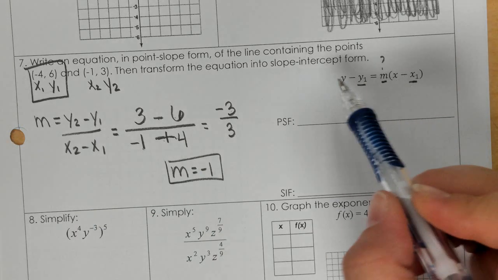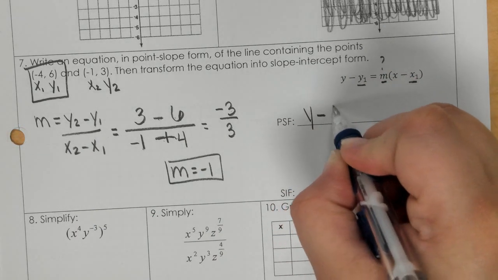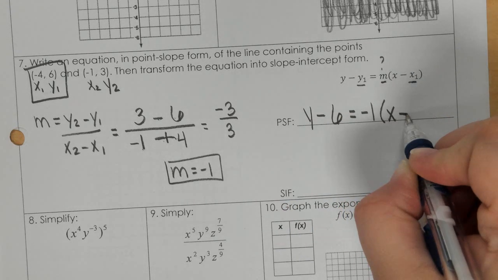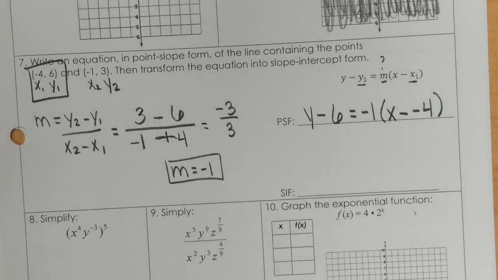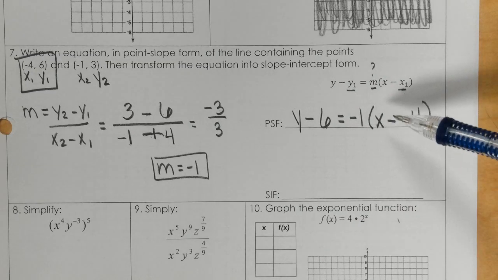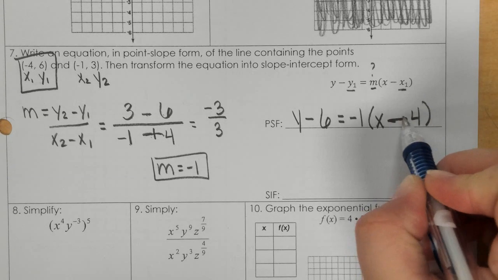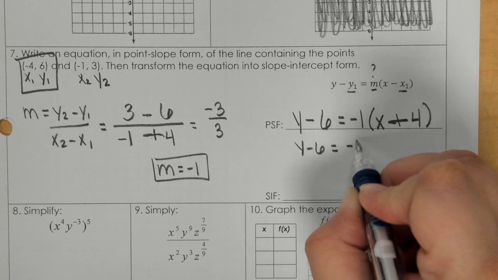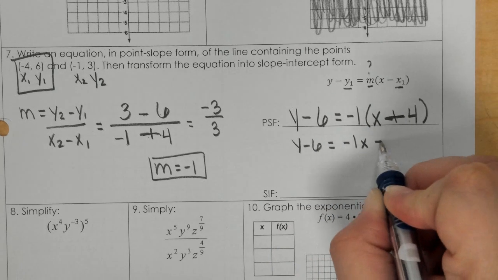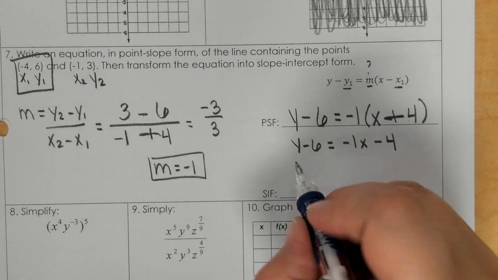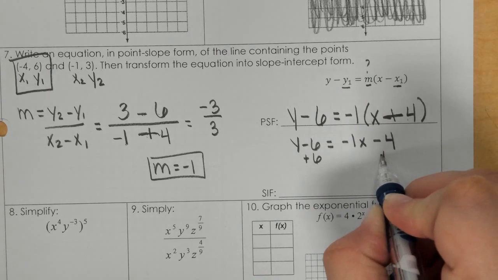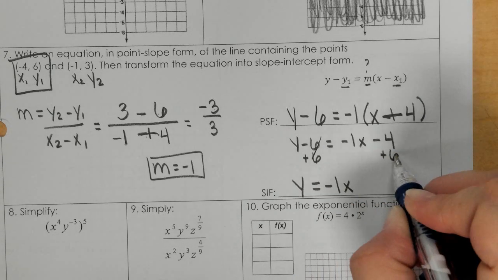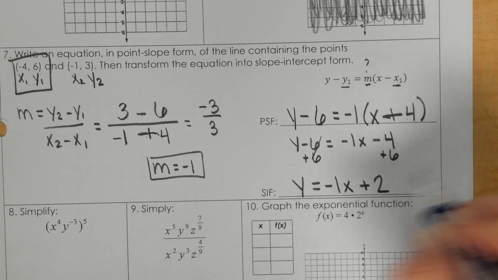Okay, so now that you know your slope and your point x1, y1, I plug those 3 numbers into this formula. So y minus 6, the slope is -1, and then x minus a -4. So before I can go from PSF to SIF, we will make that double negative a positive. And then I will distribute. So -1x, and then -1 times +4 is -4. To get y by itself, I add 6. And I have y equals -1x, and then -4 plus 6 is a +2.